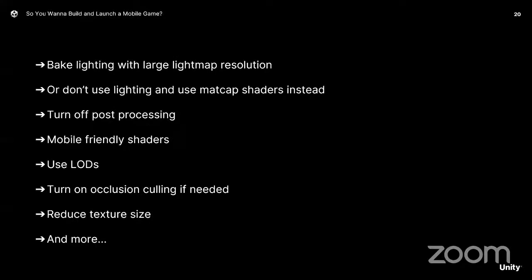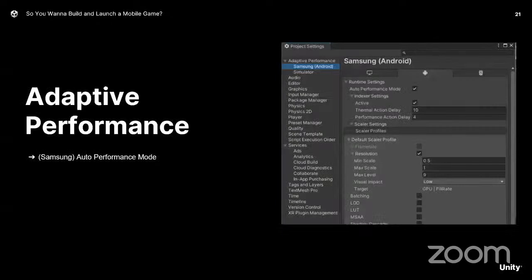Use level of detail for geometries that can vary in distance, so you can have lower quality meshes for objects that are far away. And like we saw before in the overdraw example, turn on occlusion culling if needed, and reduce texture size. And there's a lot more to it, so we'll maybe cover that in a future webinar.